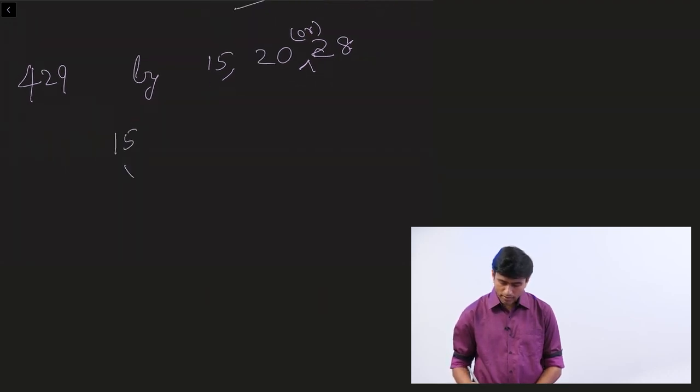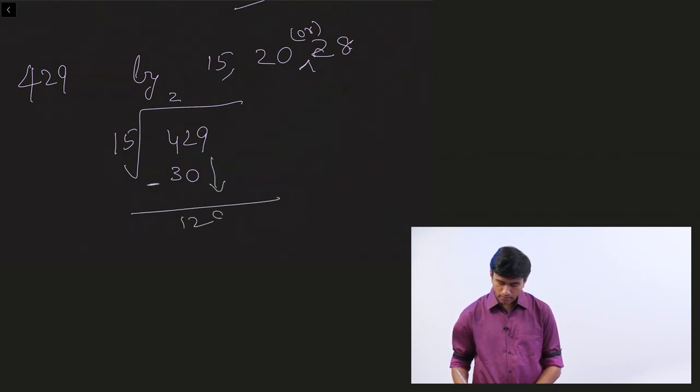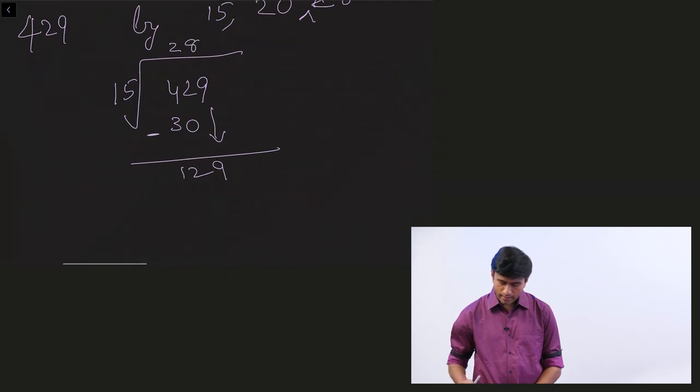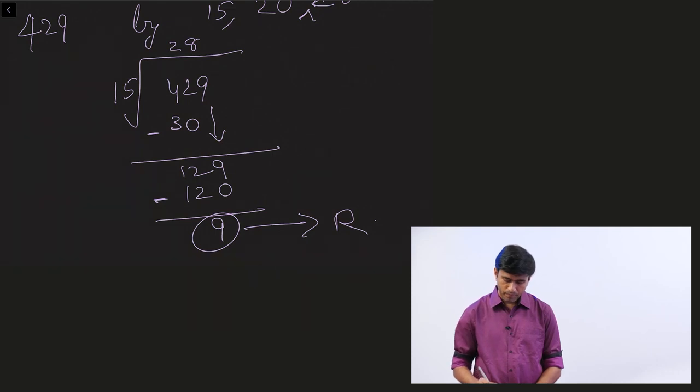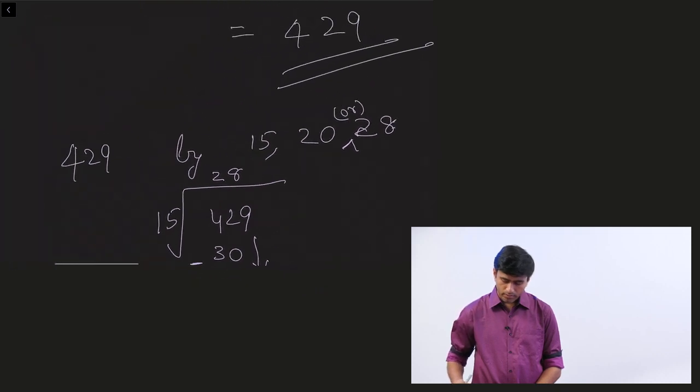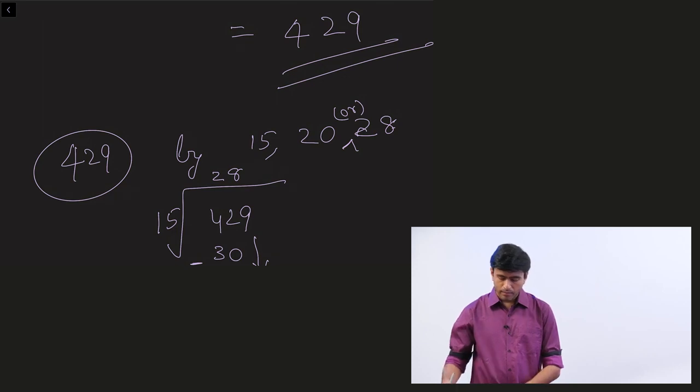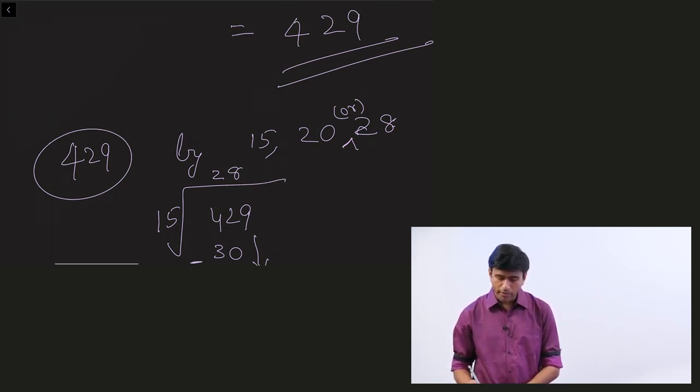So let's just divide it by 15. 429 divided by 15. 15 2s are 30, 12, 9 comes down, 15 8s are 120. If you remove, the answer is 9. That is your remainder. This was just a check. So the answer to that question is 429.